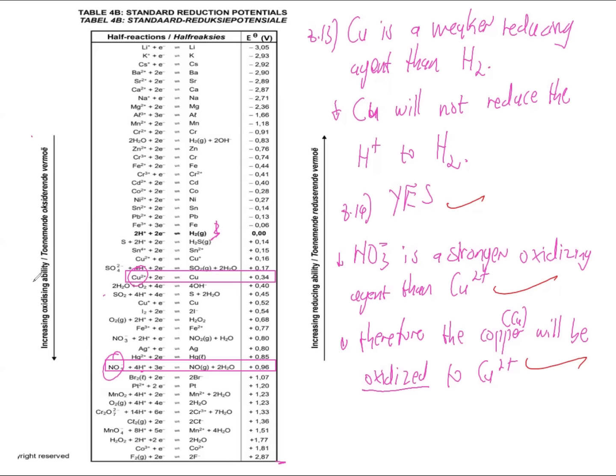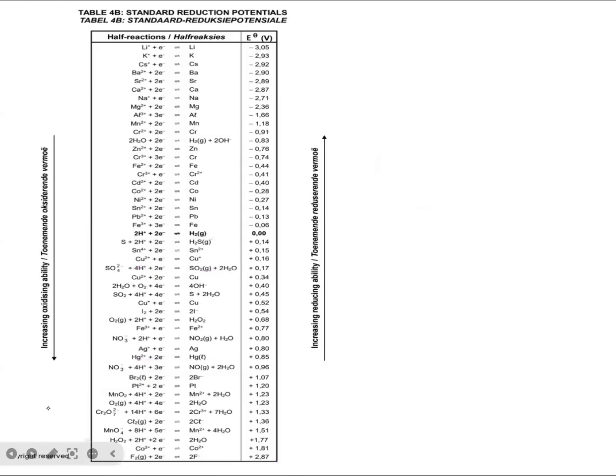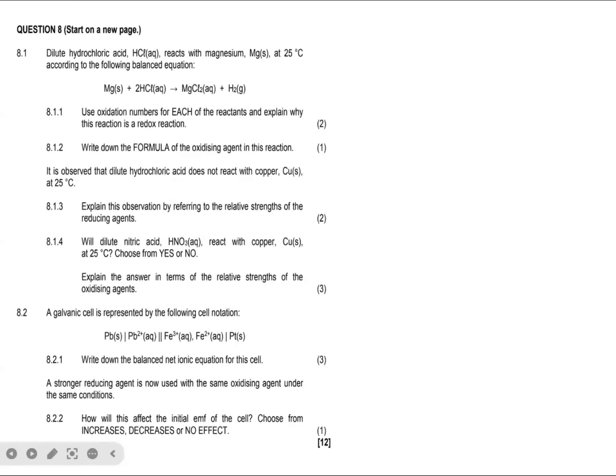Okay, then we move now. It says a galvanic cell is represented by the following cell notation. Write down the balanced net ionic equation for this cell. As mentioned on the previous question, the platinum here is just an inert substance, only acting as an electrode, but it is not active. It is not involved in the chemical reaction.